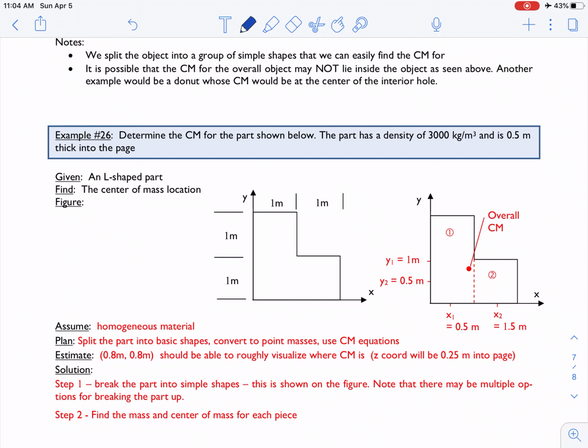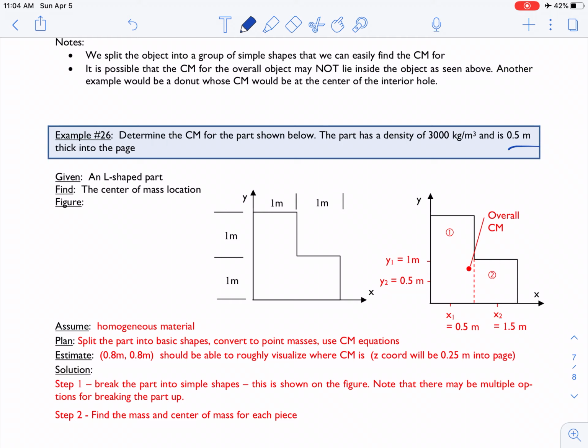Determine the center of mass for the part shown below, and the part has a density of 3000 kilograms per meter cubed and is 0.5 meters thick into the page. So there's also a z direction, and that is not shown. We are just looking at the xy plane from the top view, okay? But we have to also remember that number.